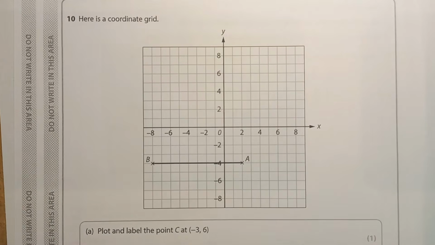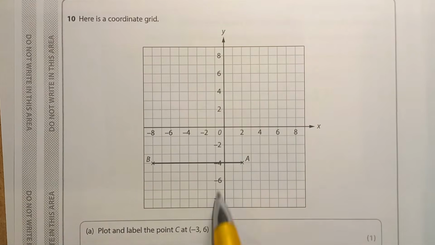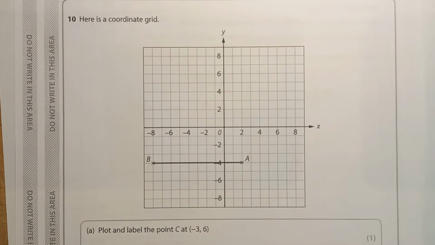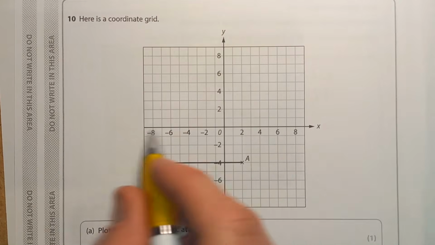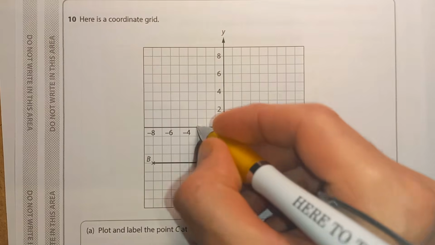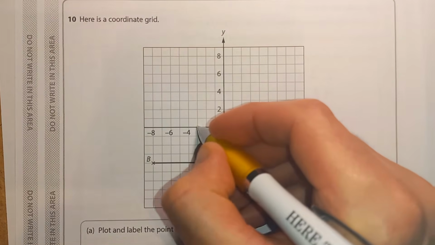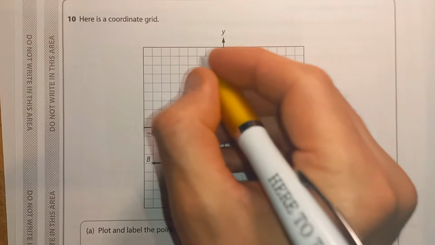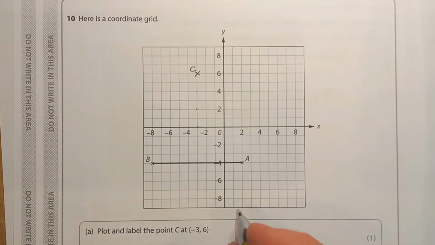Question 10. Here is a coordinate grid. Okay. So at the moment we've got our x-axis, we've got our y-axis here, and we've got this line marked on it with A and B. Plot and label the point C at -3, 6. So -3, so we always go across first. Here's -2, here's -4, so -3 would be in the middle. And the y-coordinate is 6. So 2, 4, 6. So this is going to be C up there.